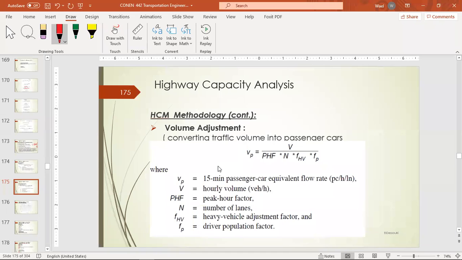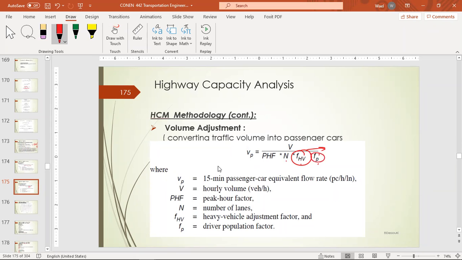Then we convert the volume into passenger car equivalent volume by dividing the volume by the peak hour factor, the number of lanes, the heavy vehicle adjustment factor and the driver population factor. The FHV basically eliminates the trucks and heavy vehicles and converts them to their equivalent number of passenger cars.